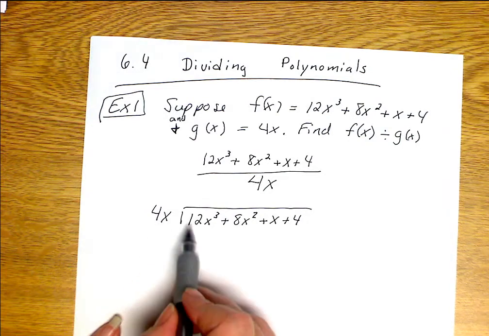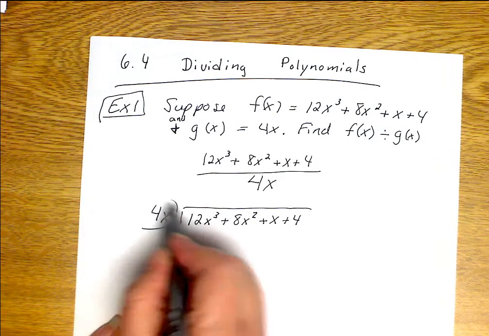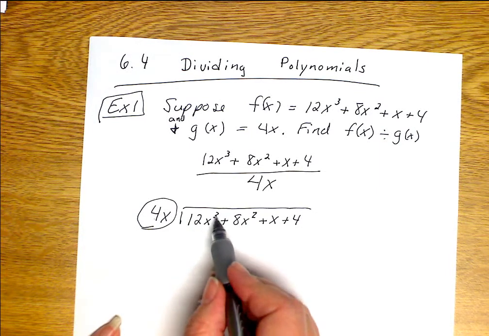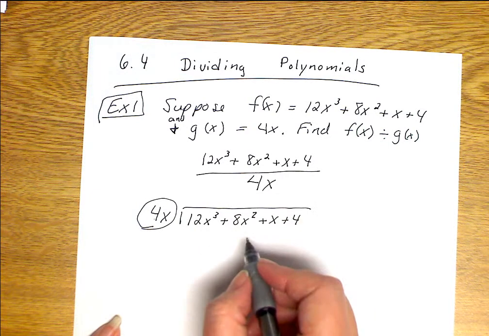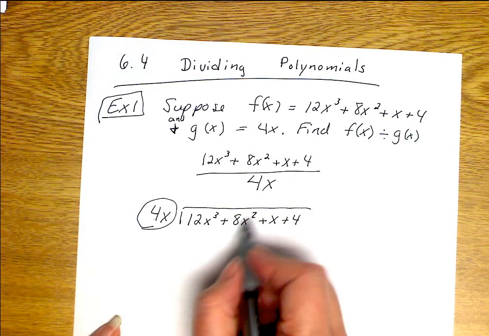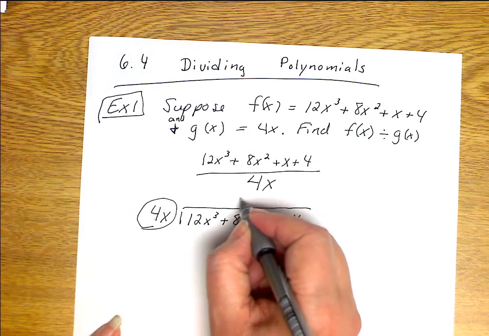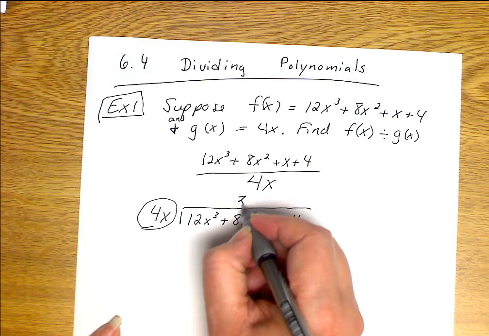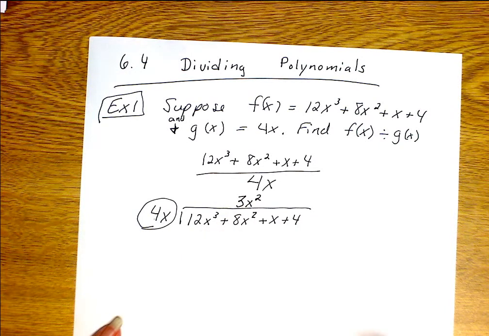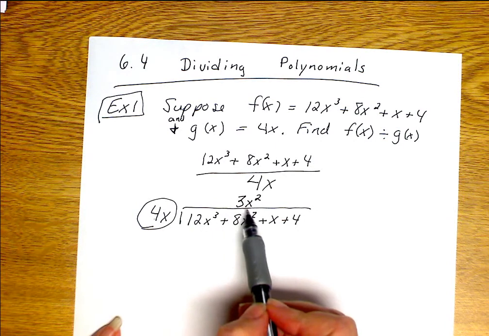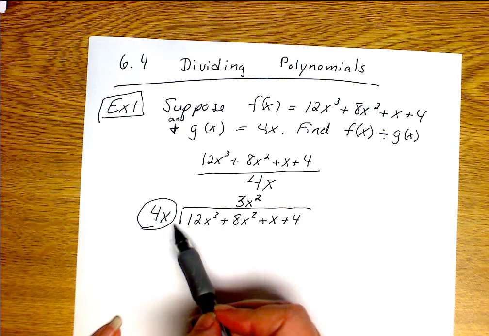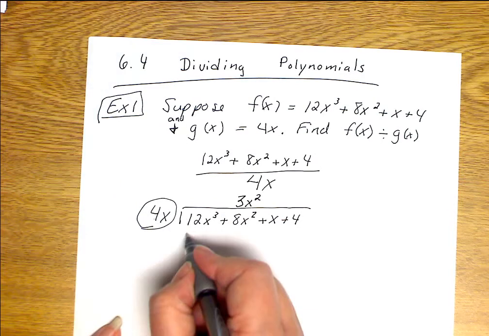4x times what? Look at 4x times what gives me 12x cubed. 3x squared. Now, you always want to put it above, so since we're doing x squared, we're going to put it above this one. It will help keep their spot. So we're doing 3x squared. Okay, so now 3x squared times 4x gives me what? 12x.